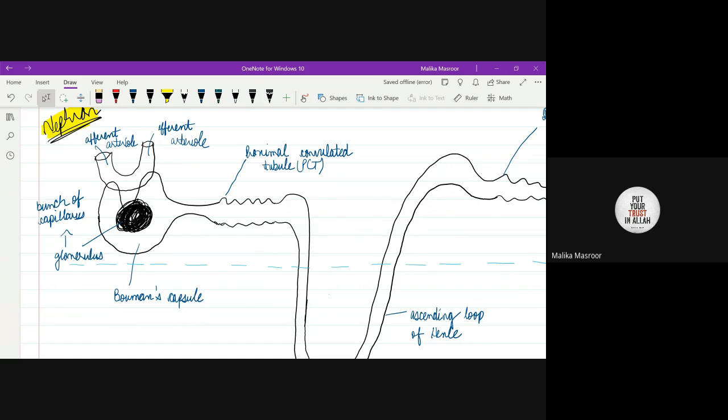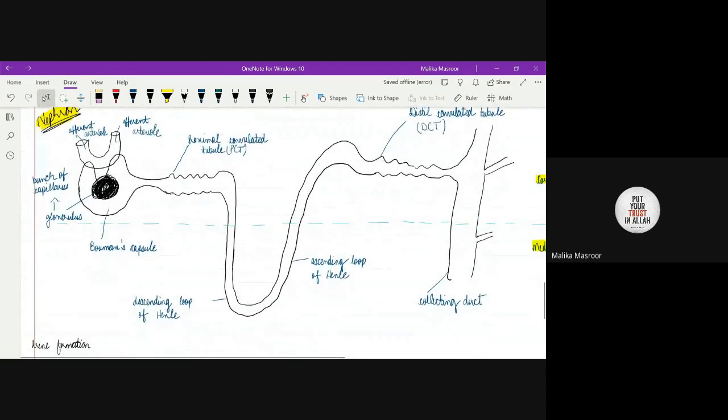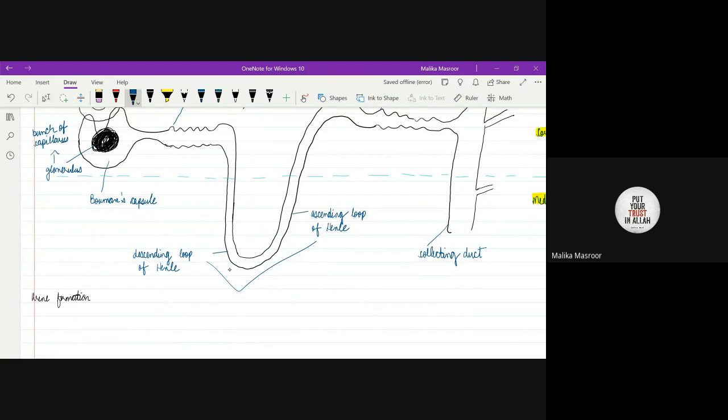Proximal, why? Because it's in proximity. Proximity means close. When you say close proximity, so it's closer to this. That's why it's called proximal convoluted tubule, or you can also call it convoluted tubule. Then loop of Henle starts. Okay, all of it from here till here is called your loop of Henle. It has two limbs. The one that's coming down is descending. The one that's going up is ascending.